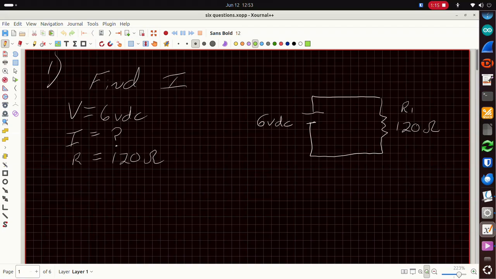Let's go through the questions together. So here's question 1. Here's the circuit. We know the voltage equals 6 volts DC. The current is unknown, and the resistor R1 is 120 ohms. So here's what the circuit would look like: 6 volts DC, a battery providing that power. The plus is here, minus is down here. Your resistor. So what is the current? That would be the first question.